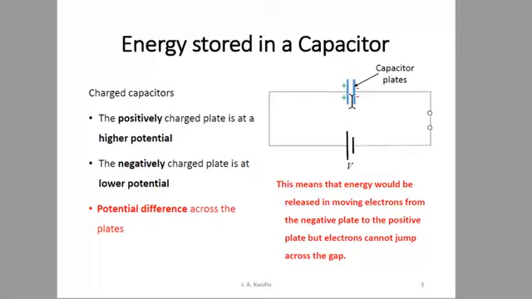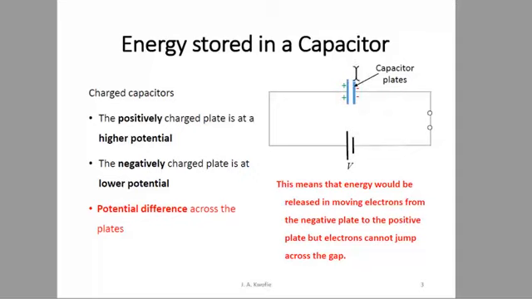What it means is that energy will be lost if we move electrons from here to the other plate, from a low potential to a high potential. Then the electrons will lose energy. As it is now, when the electrons are still where they are, the capacitor is storing energy.